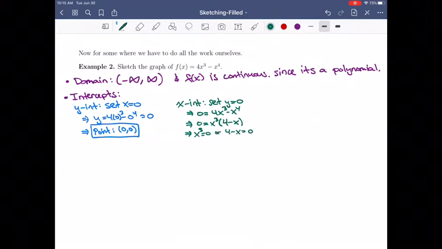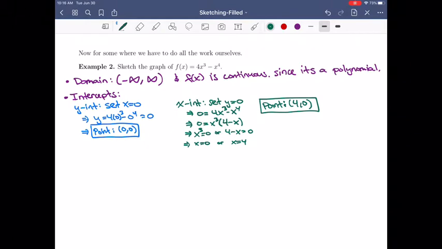If x cubed is 0, we get x equals 0, which we already have. But we also get x equals 4, if 4 minus x is 0. So another intercept is at the point (4, 0). Okay, so we have 2 points now on our curve.